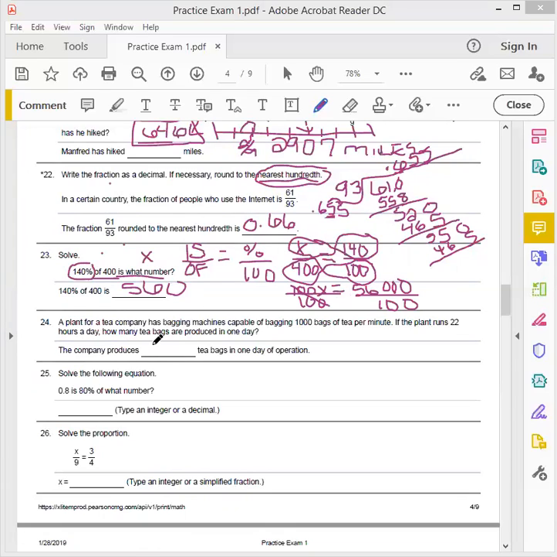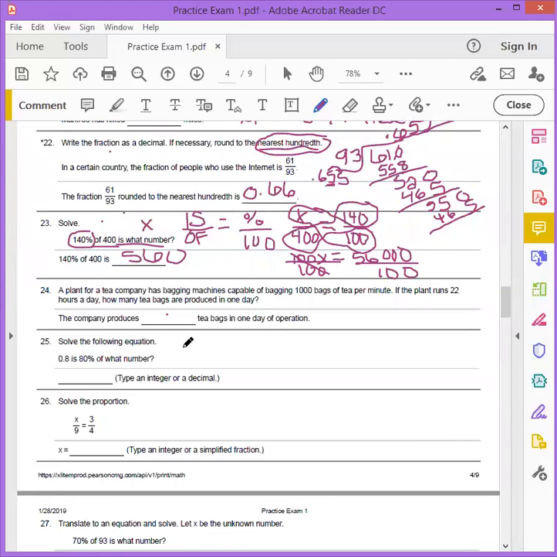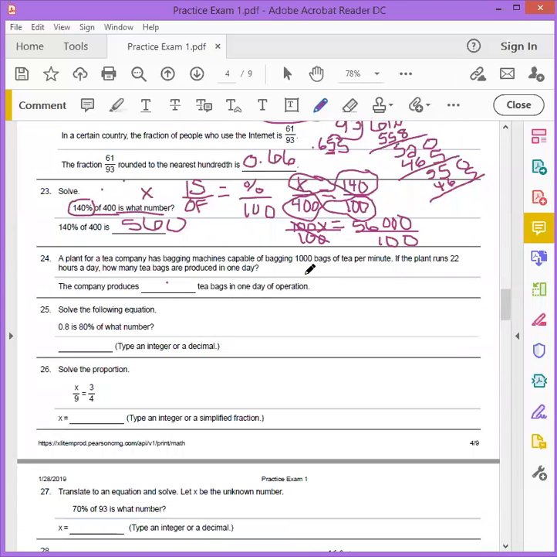All right, let's look at number 24, and this will be the last example that we do from the practice test. A plant for a tea company has bagging machines capable of bagging 1,000 bags of tea per minute. So 1,000 bags per 1 minute. If a plant runs 22 hours a day, how many tea bags are produced in that day?